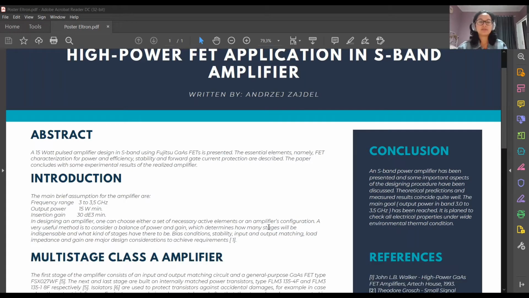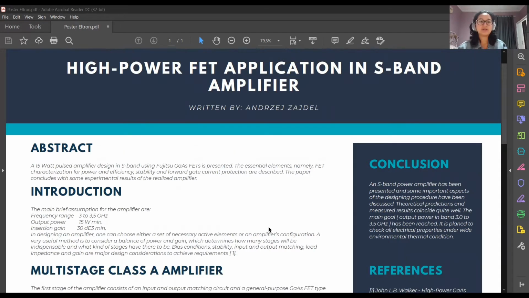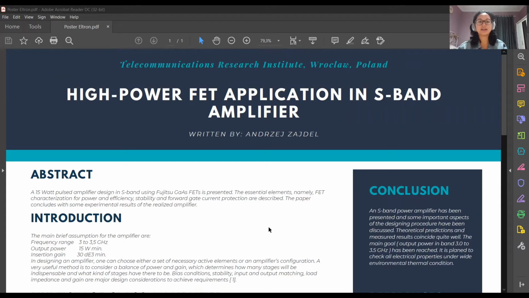Now the abstract for this paper is a 50-watt pulse amplifier design in S-band using Fujitsu gallium arsenide FETs is presented. The essential elements, namely FET characterization for power and efficiency, stability, and forward gate current protection are described. The paper concludes with some experimental results of the realized amplifier.